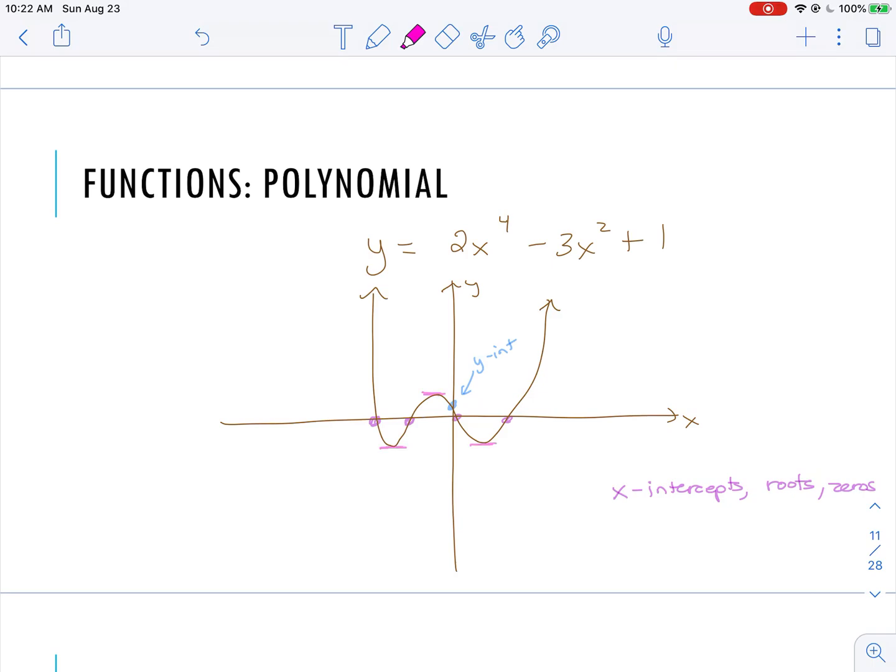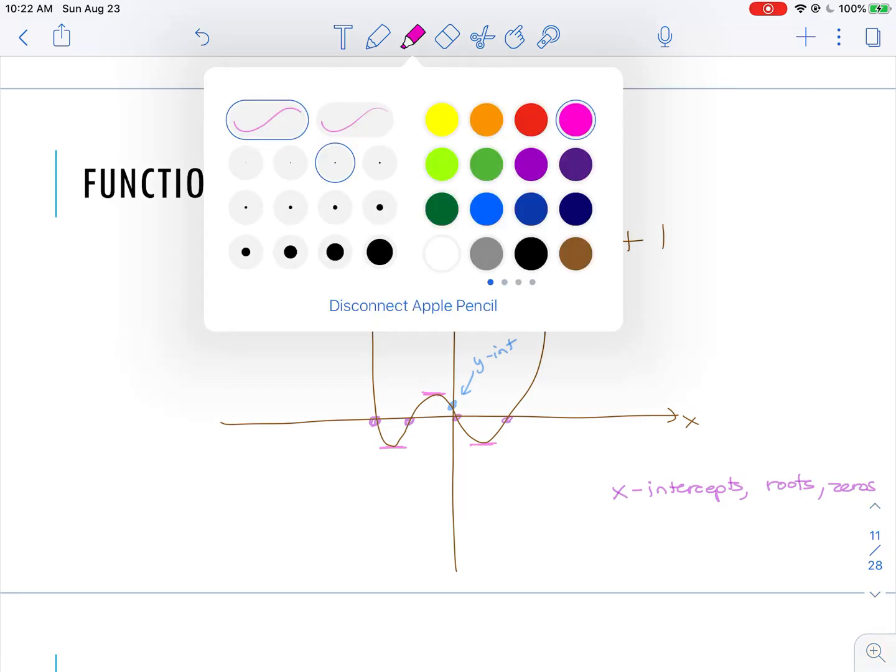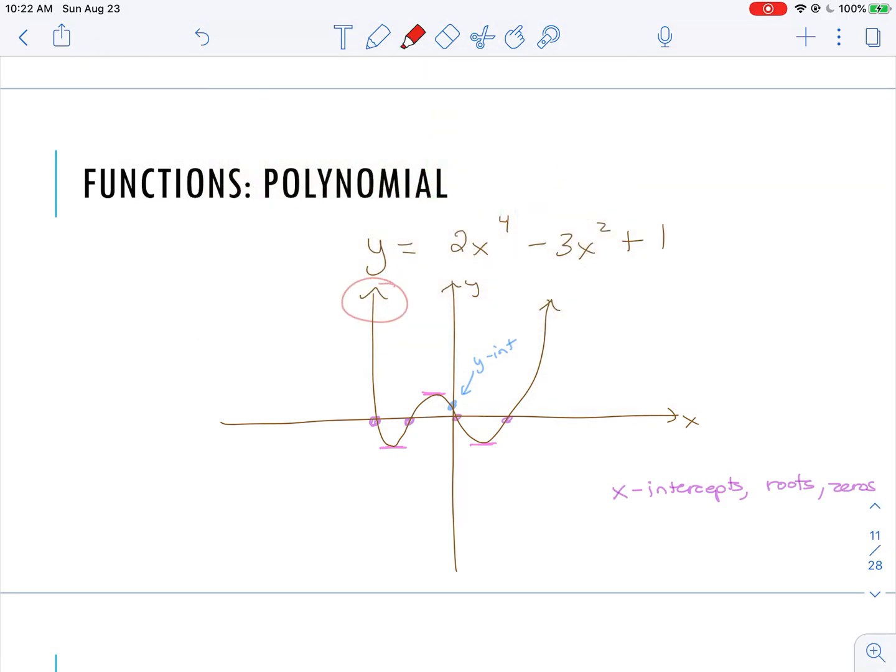We also have this point and this point. Those are called maximums and minimums. We can also call them local maximums or local minimums if they're not the overall lowest or overall highest points on the graph. We also have something called end behavior. End behavior tells you which direction the tails are pointed in. Notice both tails of my graph are going up. So the end behavior is up, up. You can say it like that, or increasing, increasing.